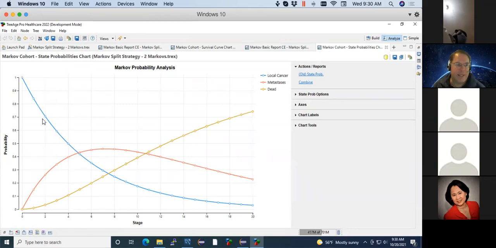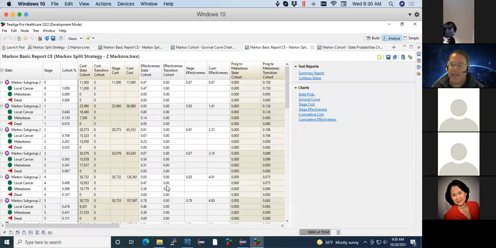Like if you see local cancer like this, and all of a sudden it drops off the face of the earth, that's not good. There's probably something wrong. Or if local cancer starts to go up, that's probably impossible. So these trends can be very useful. This graph has been around for 20 years in our software. Every time you build a Markov process, you should always be looking at this data and probably using at least a state prob graph to understand whether your Markov process is actually representing the disease and the impact of treatment effect.